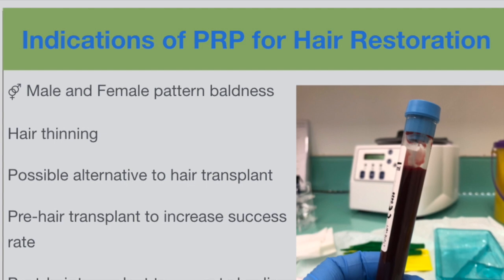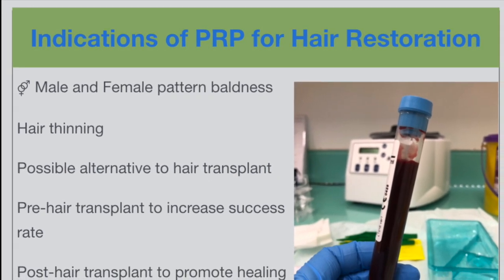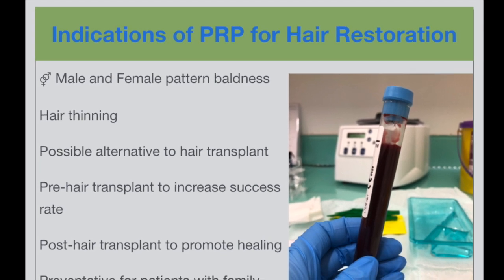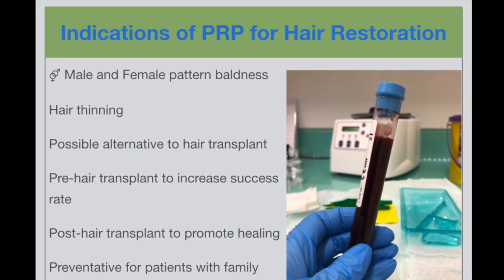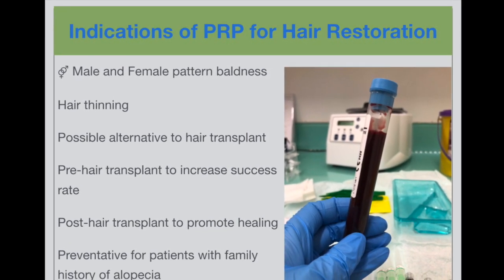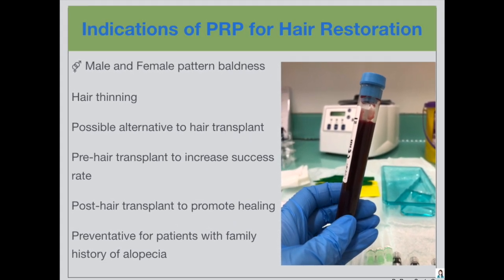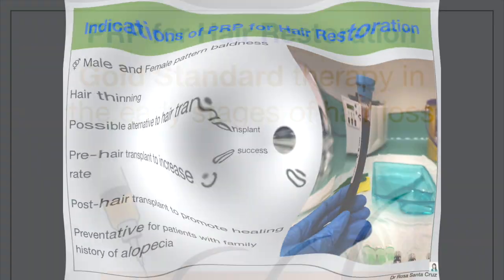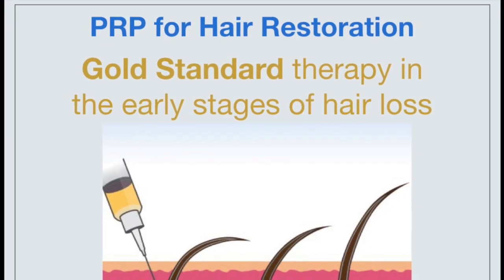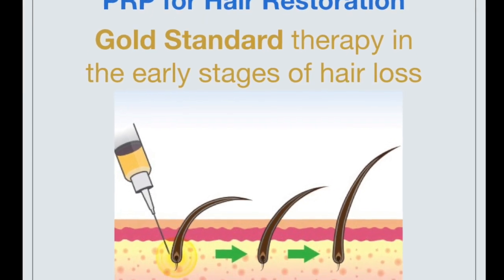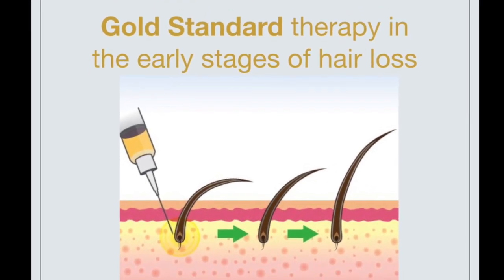Indications of PRP for hair restoration: male and female pattern baldness, hair thinning, a possible alternative to hair transplant, pre-hair transplant to increase success rate, post-hair transplant to promote healing, and preventative for patients with family history of alopecia. PRP for hair restoration is the gold standard therapy in the early stages of hair loss.